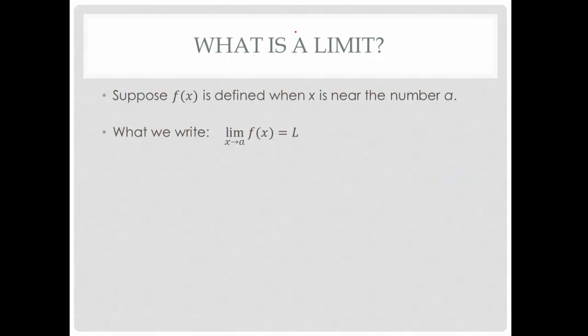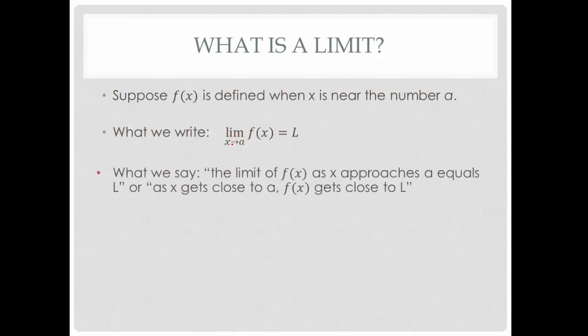So what we write for limits is this notation here. The limit, the f of x, and the equals and the L are all in one line. The x and the arrow and the a go directly under the limit sign. What we say as we write this, we say the limit of f of x as x approaches a equals L, or as x gets close to a, f of x gets close to L. Okay, so that's what we say when we write it.